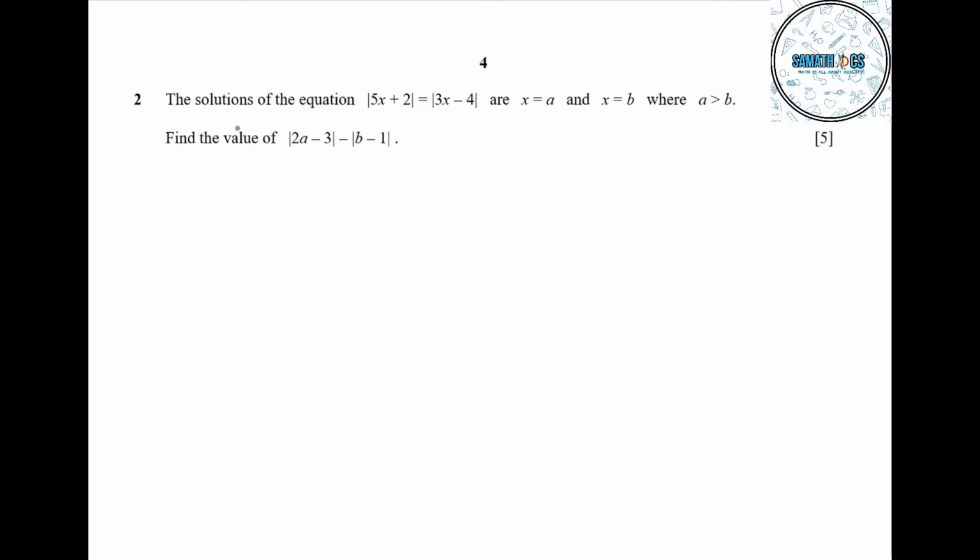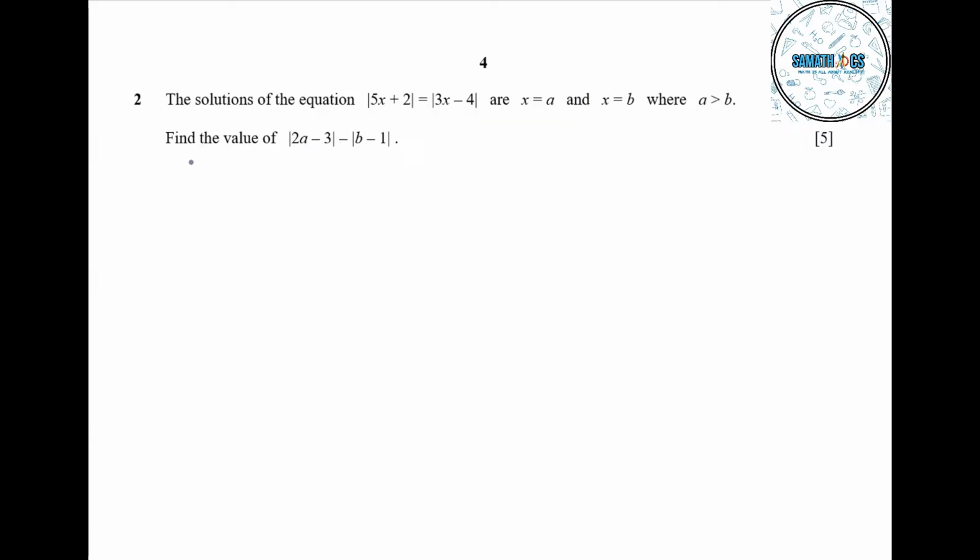Now question number 2 says the solutions of the equation absolute of 5x plus 2 is equal to absolute of 3x minus 4 are x is equal to a and x is equal to b, where a is greater than b. Find the value of absolute of 2a minus 3 minus absolute of b minus 1. First of all, we have to find out the values of x using these.